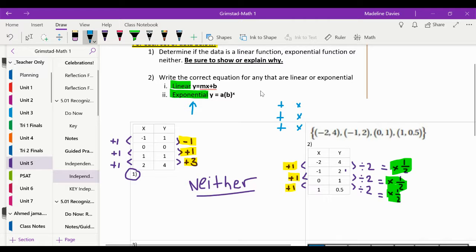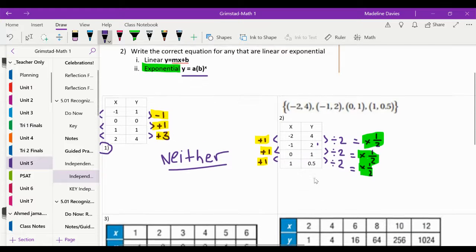So that's how you check. Is it all multiplication, or is it all addition, or does it have some multiplication in there? If it has some multiplication, then it's going to be exponential. Let's go ahead and then write it as an exponential equation. So I'm going to use this equation since we decided it was exponential. y equals a times b to the power of x.